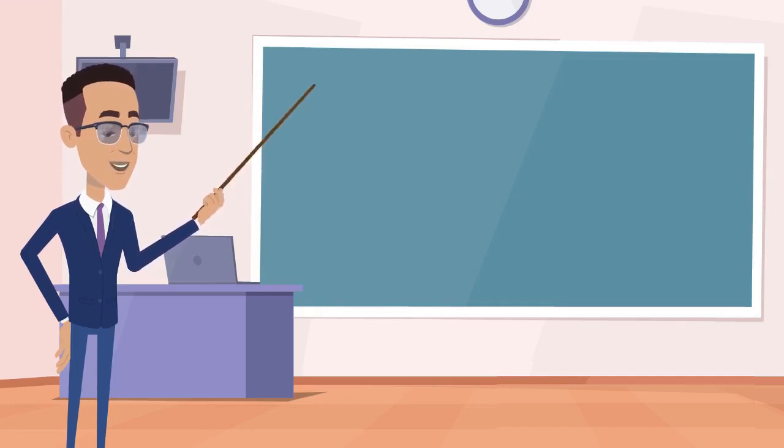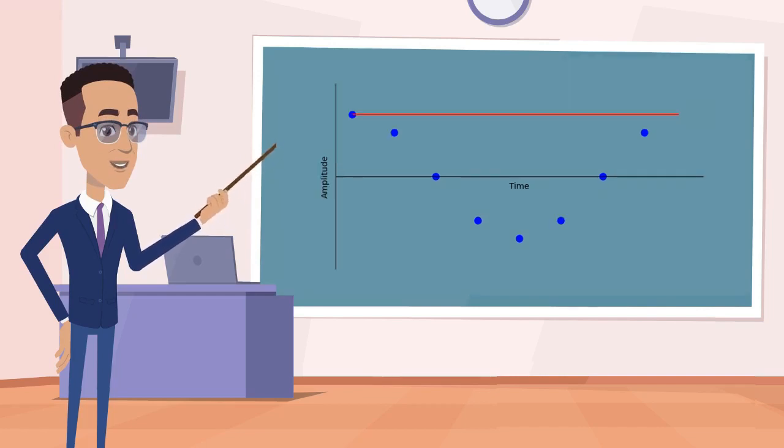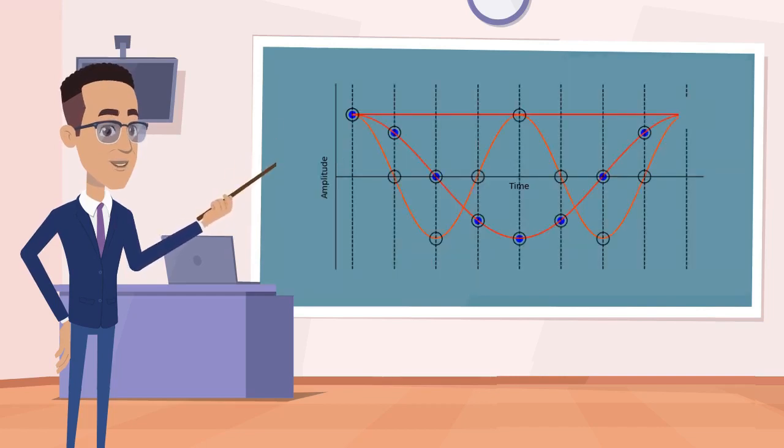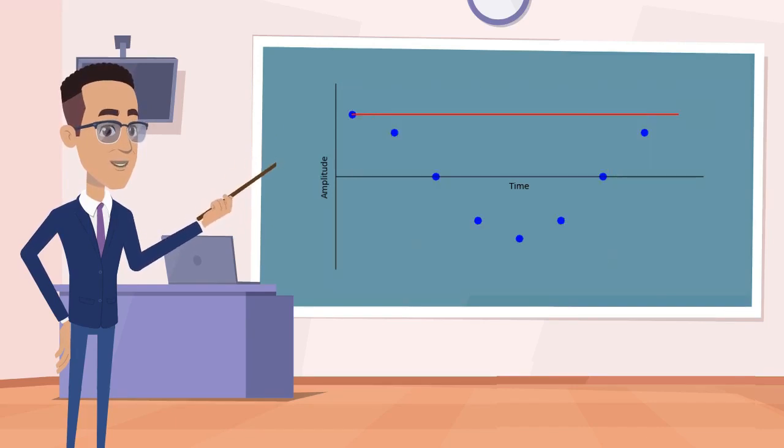Imagine we have a signal made up of 8 samples. Each of those data points must be multiplied by the 8 different frequency waves. Here, we are only illustrating cosine for simplicity. That means we need 64 complex multiplications.